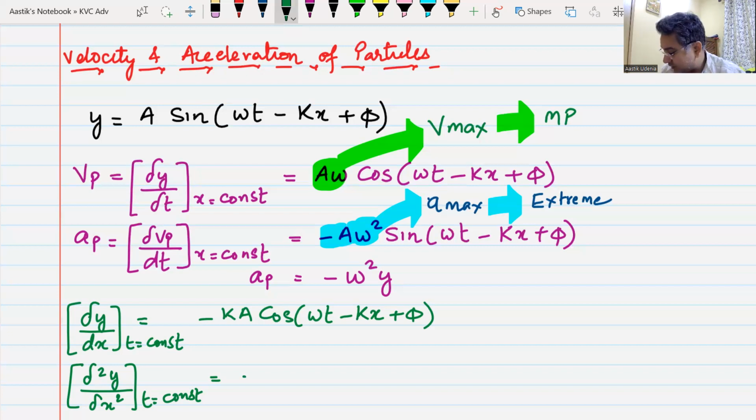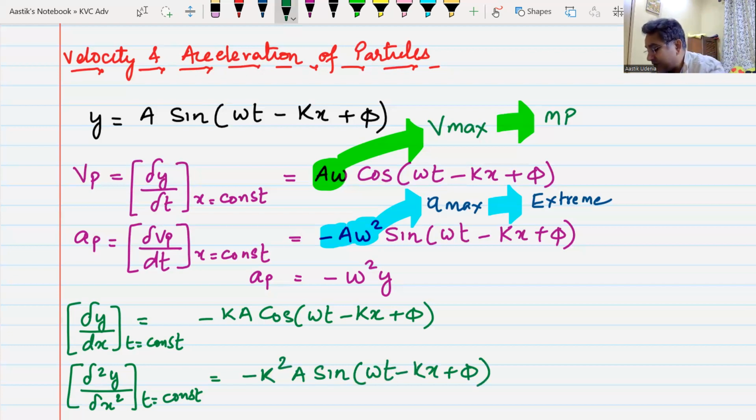So it's my turn to do it. It will be minus k square a sine of omega t minus kx plus phi. And I will not explain how this is done because you will have to figure it out on your own. Take a deep breath. Open your eyes. See which function you are differentiating. See what is inside. See what will come out. Deep breath always helps.